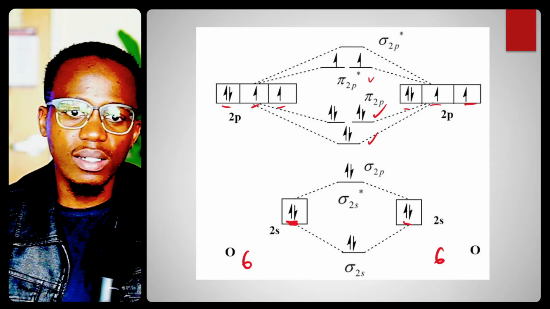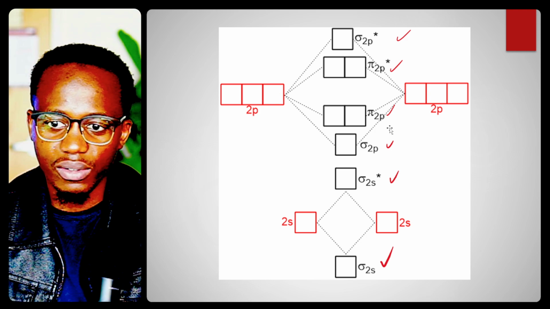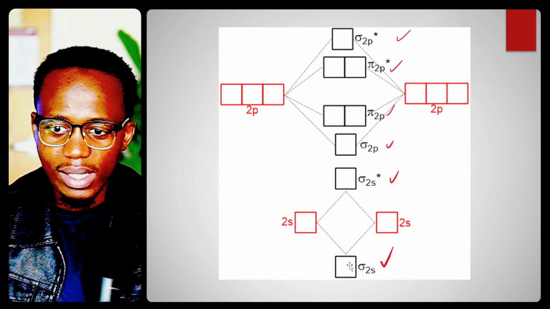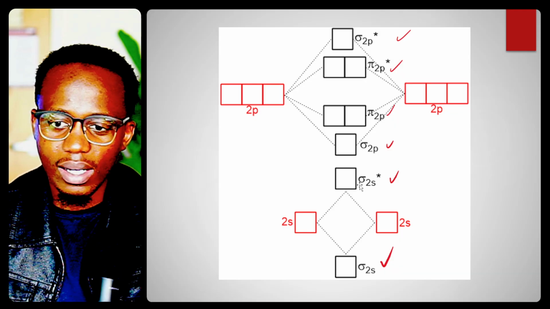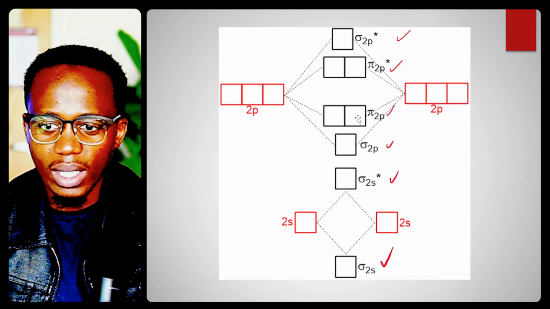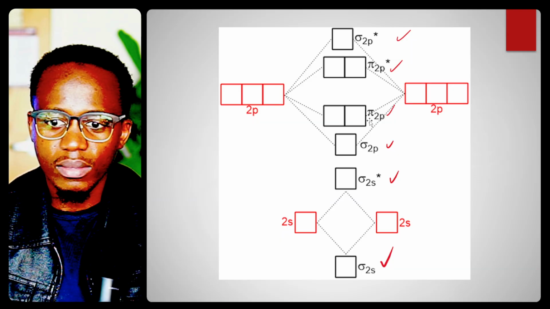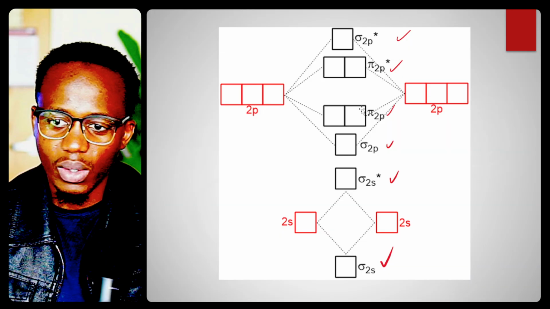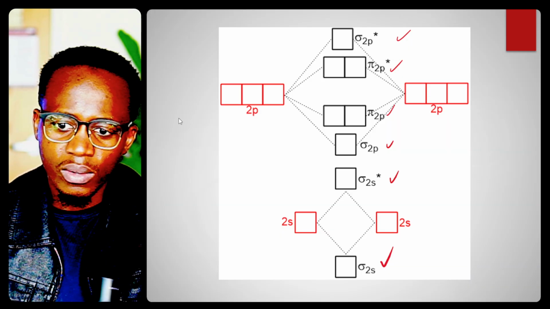So again, you're going to go with these levels, right? These levels, just follow these levels, right? Sigma non-bonding, and then sigma 2p, and then pi, and then you go to pi non-bonding, and then before you go to sigma, right? So these are the levels, right?